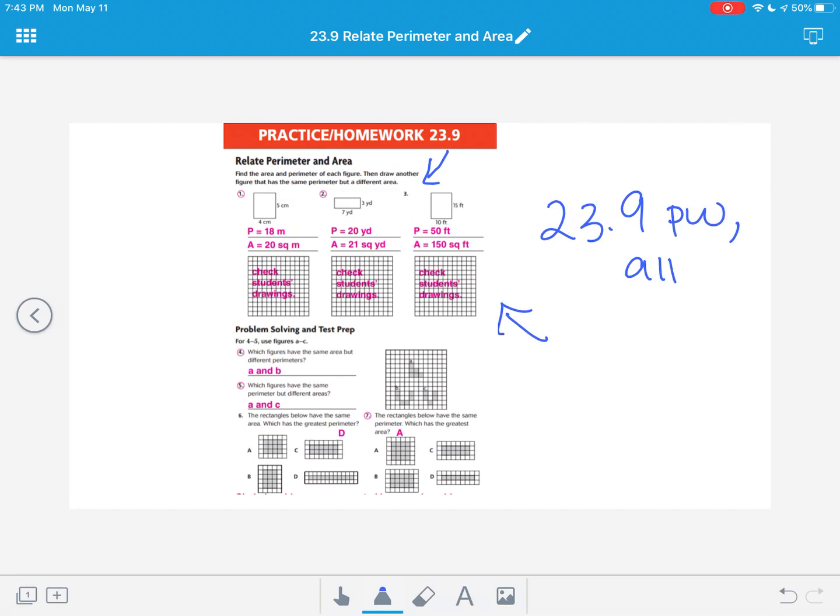Make sure that you remember perimeter, you need to add up all 4 sides, not just 2. And then at the bottom here, make sure you also read carefully about whether it's same or different area or perimeter.